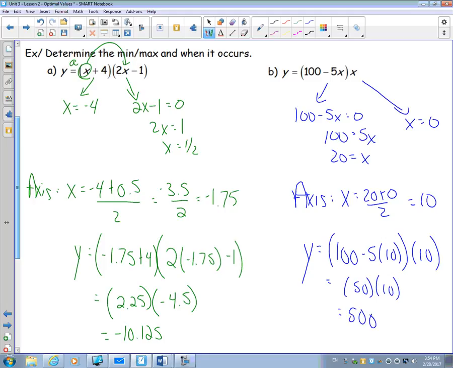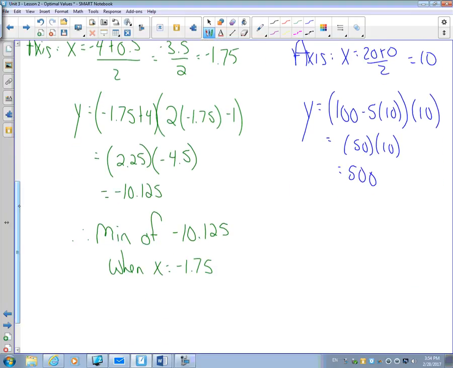Okay, min or max, find my squared term. So if I were to multiply these together, and if I were to distribute that, I'd end up with 100x minus 5x squared. There's the a value right there. It's a negative. Negative opens down. Down means maximum. So I have a max of 500 when we got that? We got that when x was 10. That's our axis of symmetry.